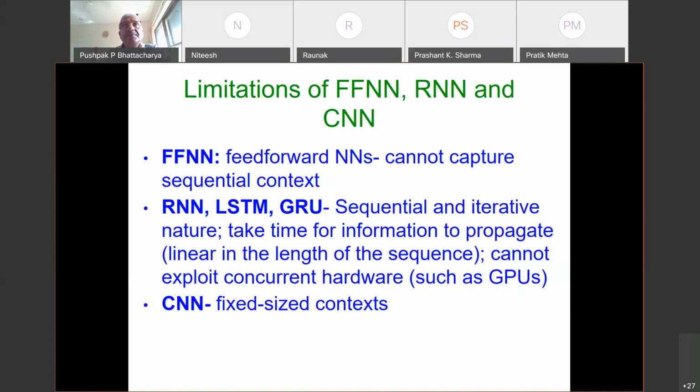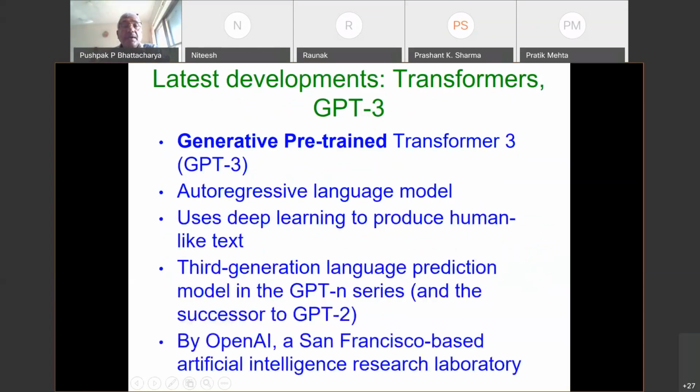So if the subject is far away from the verb, then the subject's influence on the verb, like Ram jayega, Sita jayegi, that kind of processing cannot be organized for very long sequences. So now, of course, the latest developments are transformers in the form of GPT-3, GPT-2, and so on.